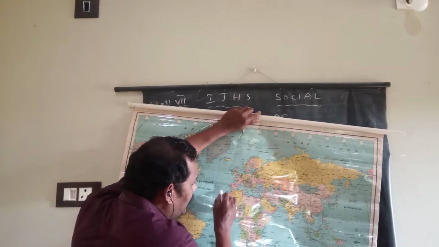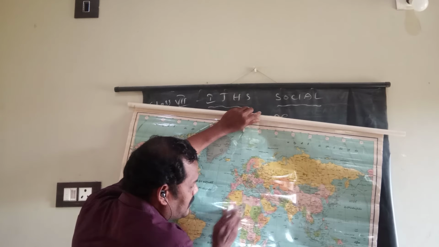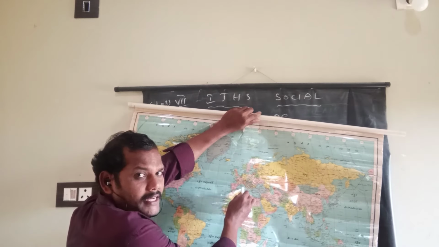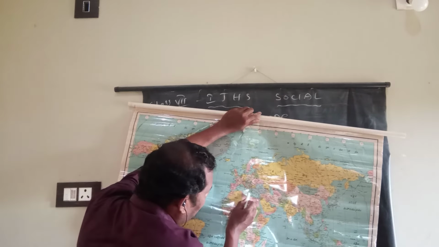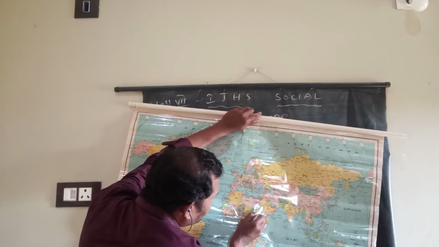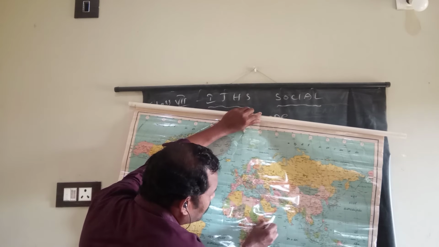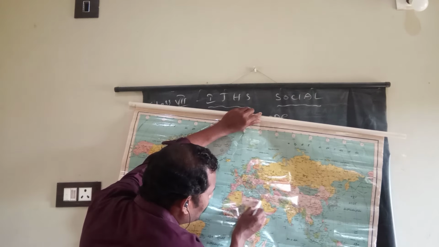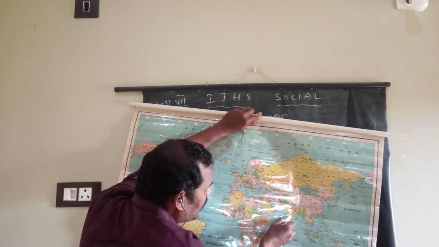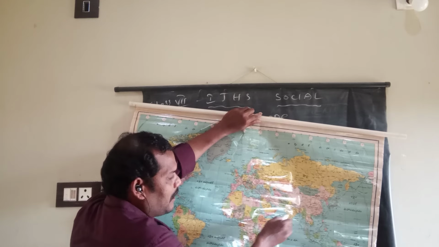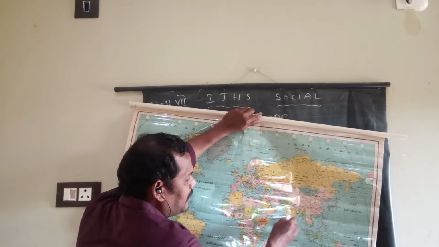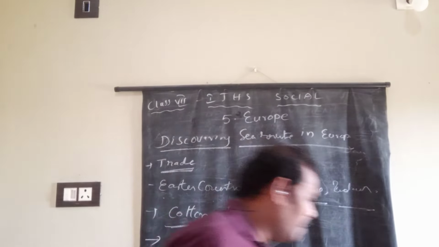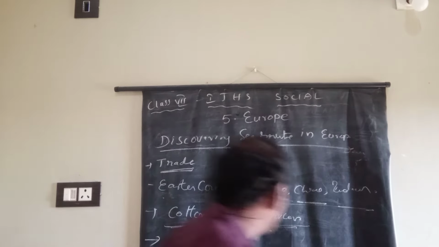And another way is the waterway, that means the sea way, through the Mediterranean Sea. After they reach the Mediterranean Sea, through the Red Sea to India. So easily they reached. Crossing the Mediterranean Sea to the Red Sea, and easily through the Arabian Sea they reached India. These are the two ways. Okay, you can understand, these are the two ways.